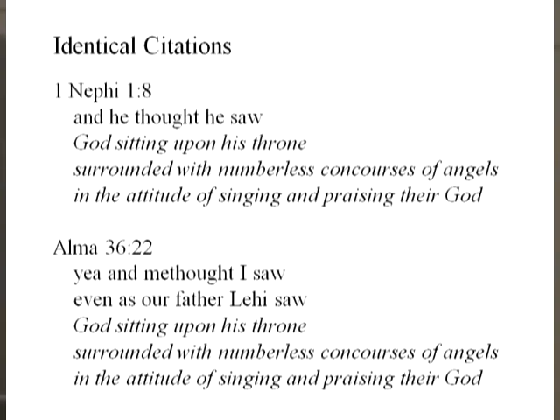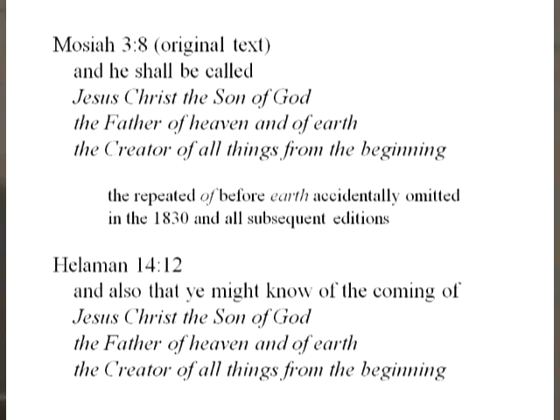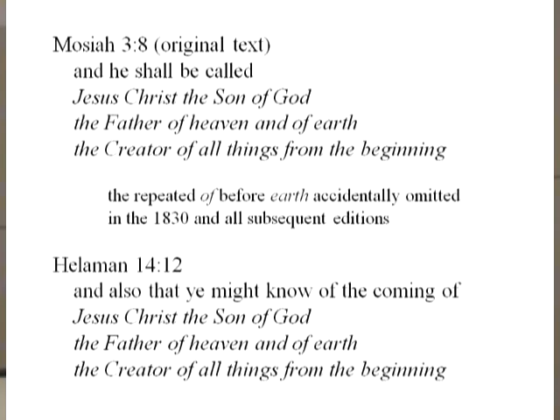There are also identical citations. This is a well-known one where in 1 Nephi, compared with Alma 36, the wording is precisely the same. If Joseph Smith is getting ideas, whatever the process is, it's being made sure that he gets the words down exactly right. This is one that is of interest textually. It's a liturgical statement. Jesus Christ, the Son of God, the Father of heaven and of earth, the creator of all things from the beginning. It's very liturgical sounding, but in the original text, the first one has an of before earth, but it was dropped by the 1830 printer by accident. So now in the text, it's not identical, but it was originally.